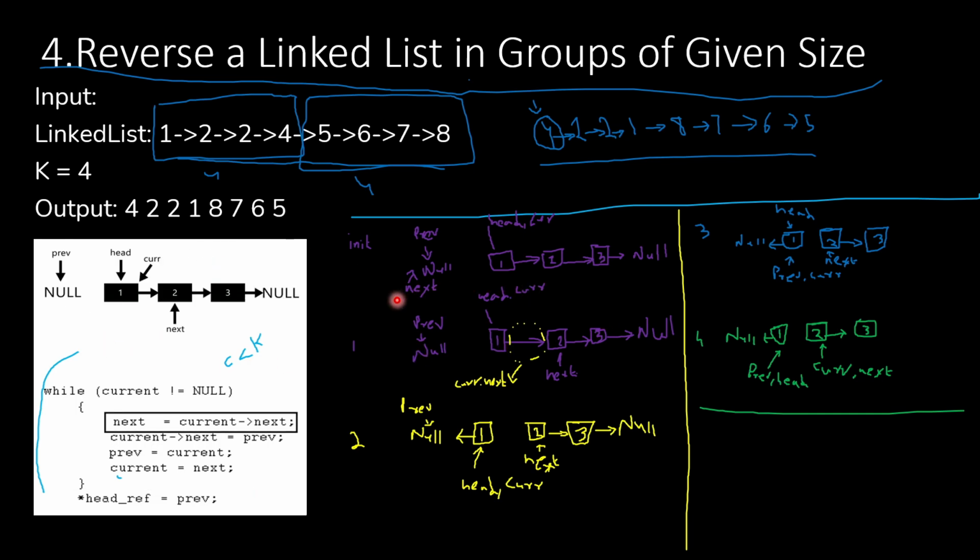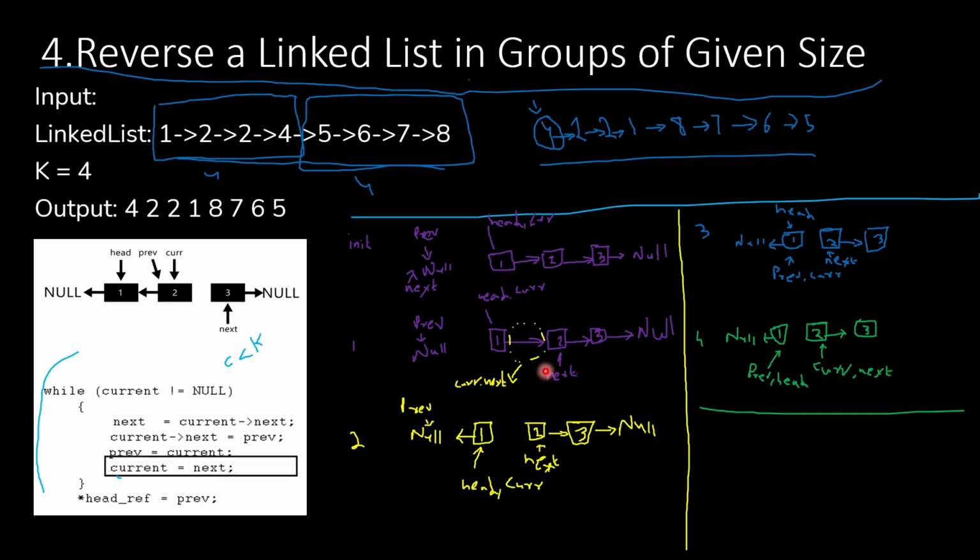Now the initial stage, head and current value are at the start, the one value here, and previous and next are initialized to null value. Then in the first statement, after entering the loop, what is happening? It is saying next will be equal to current dot next, right? So next is here at this point, current value is here, right? So current dot next means this value which is on a yellow dotted line. This arrow represents the current dot next value.